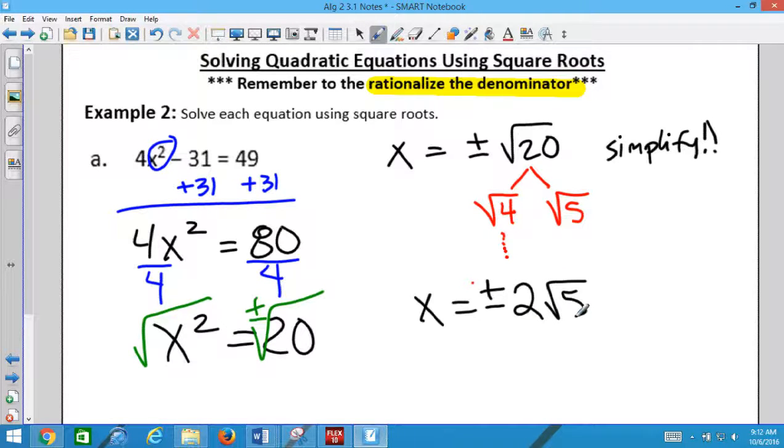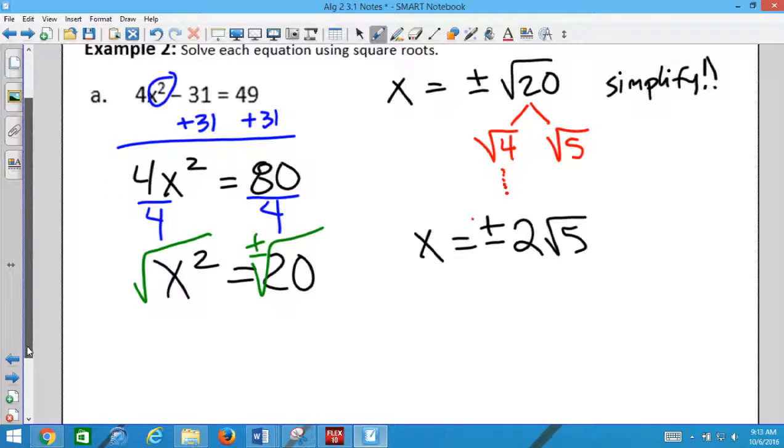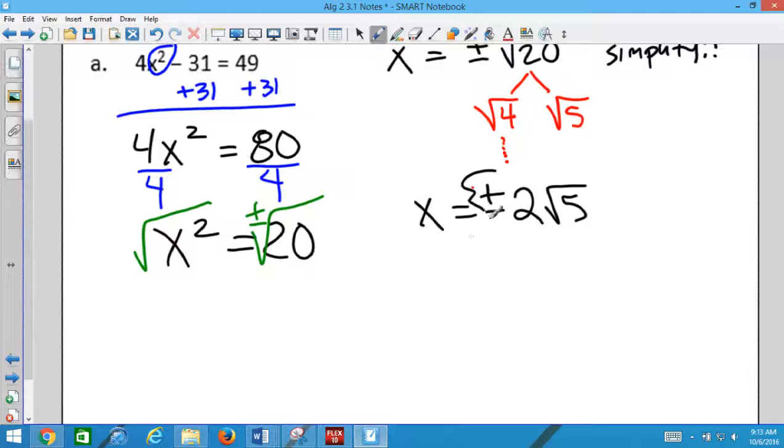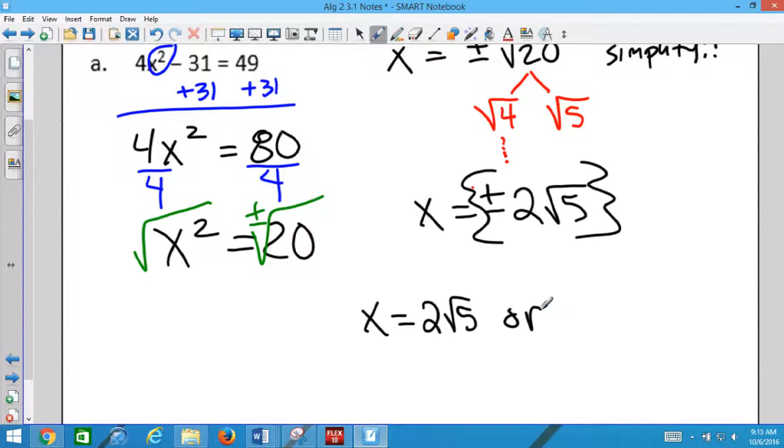And how many answers is that? 2. That's 2 answers. So I can either write it as plus minus 2 square root 5 in squiggly brackets, or I can write it as x equals 2 square root 5, or x equals negative 2 square root 5. Taking no shortcuts, you have the word or in between, you have x's for each one of them. I don't want to write it that way. Just giving you options.